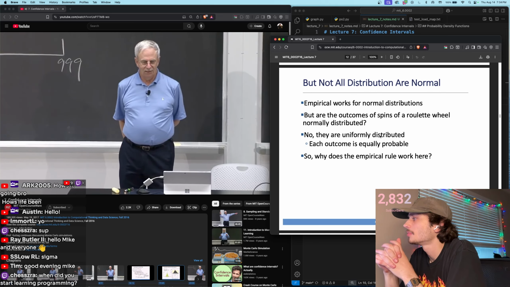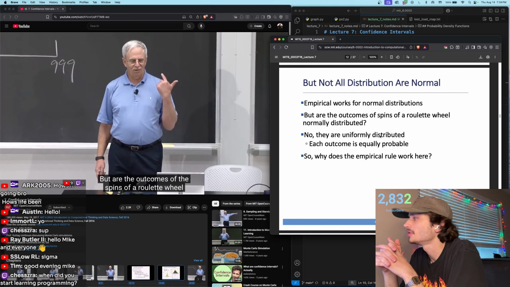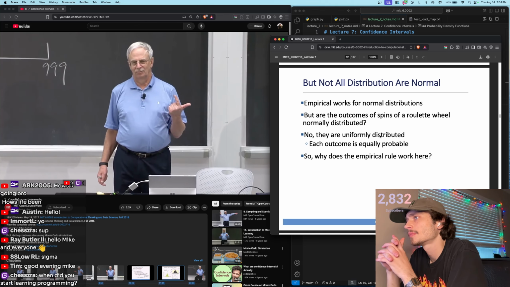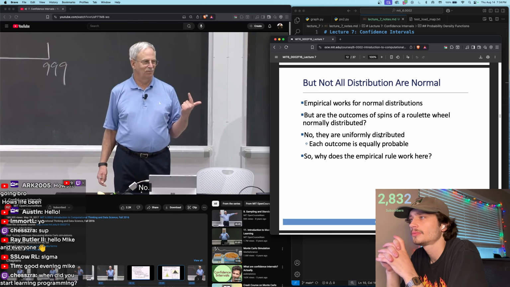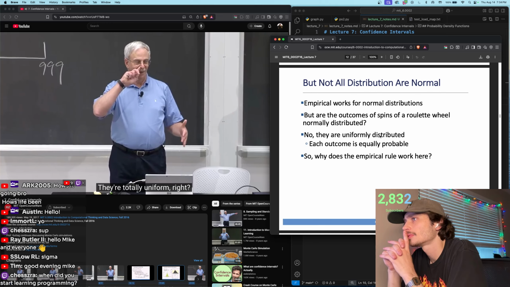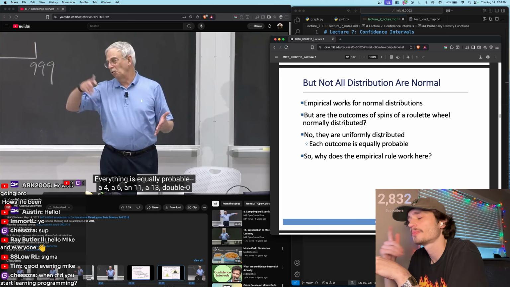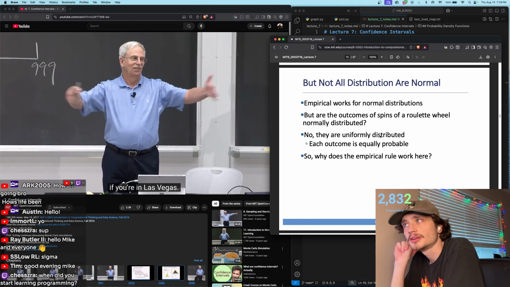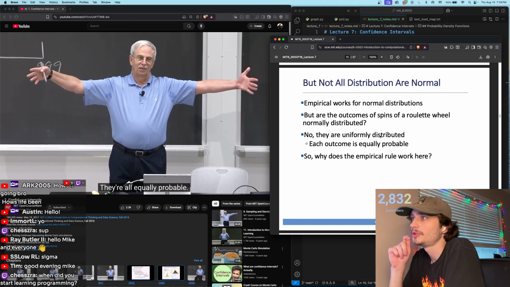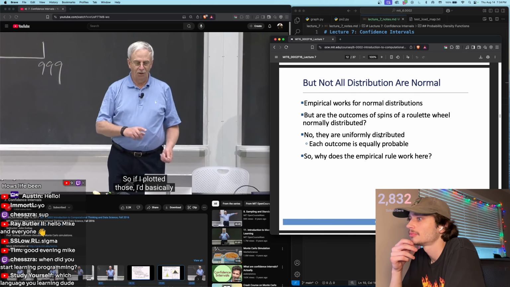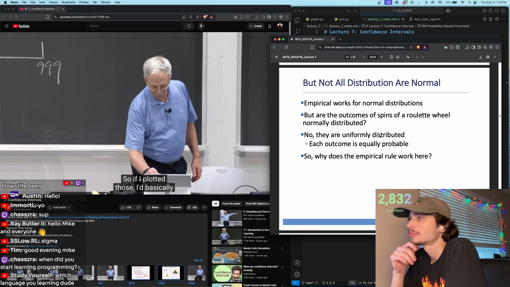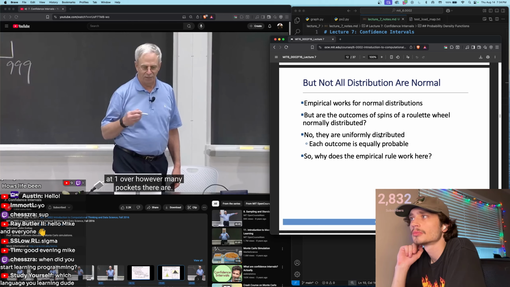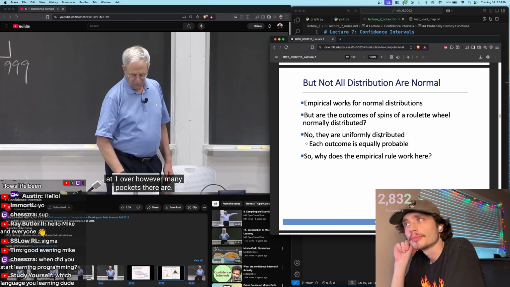Are the outcomes of the spins of a roulette wheel normally distributed? No. Each one has the same weight, you know? They're totally uniform, right? Everything is equally probable. So if I plotted those, I'd basically just get a straight line with everything at 1 over however many pockets there are.